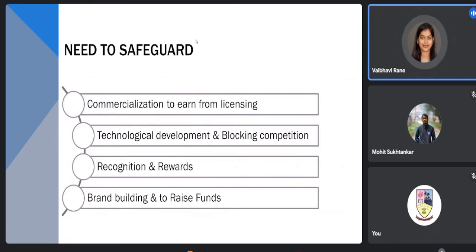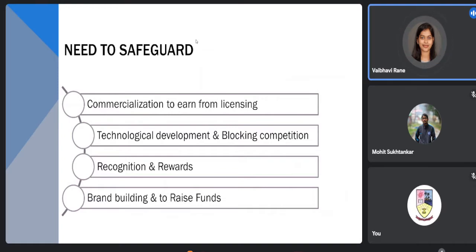Certainly, once you safeguard your idea, your intellectual property, the rewards come by way of licensing or, you know, by increasing your revenue, selling the product, and you get recognition. Everybody realizes, okay, this is the brand. You get some kind of goodwill in the market. The last is brand building and raising funds.